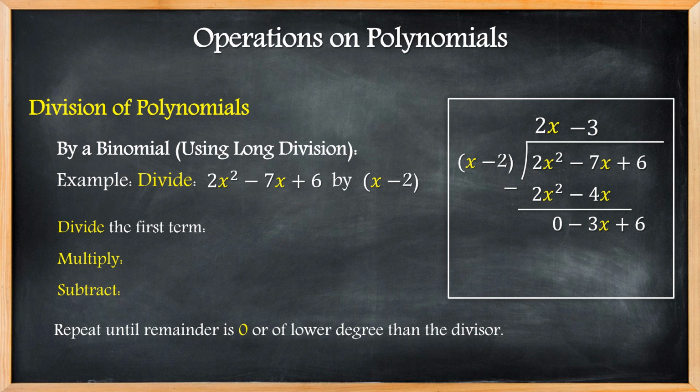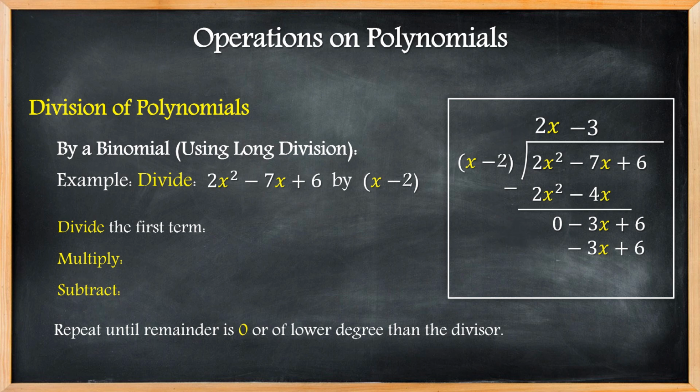Step 5. Multiply again. We multiply the entire divisor, x minus 2, by the new term, negative 3. Negative 3 times x gives negative 3x. Negative 3 times negative 2 gives positive 6. So we get negative 3x plus 6.